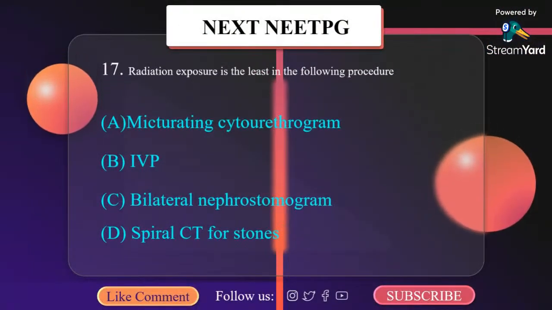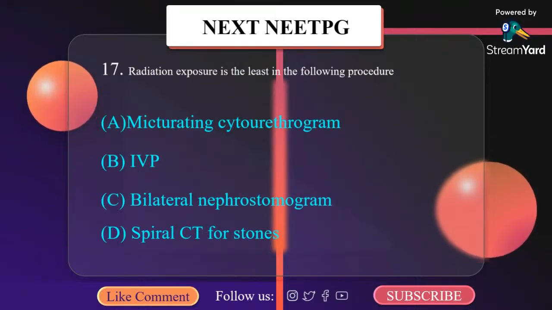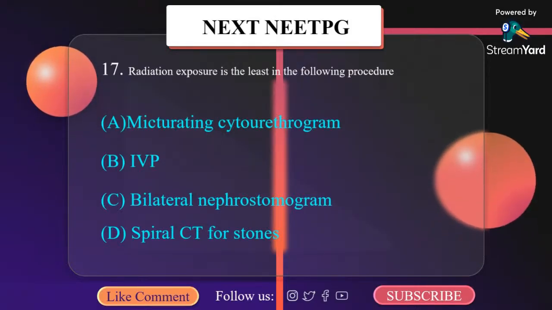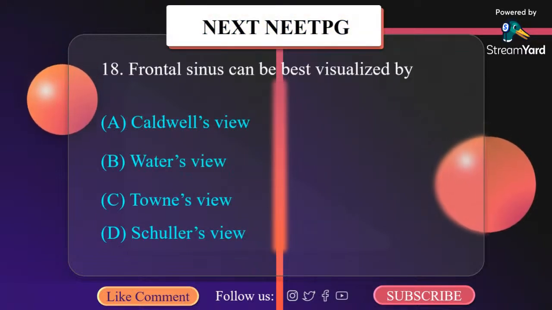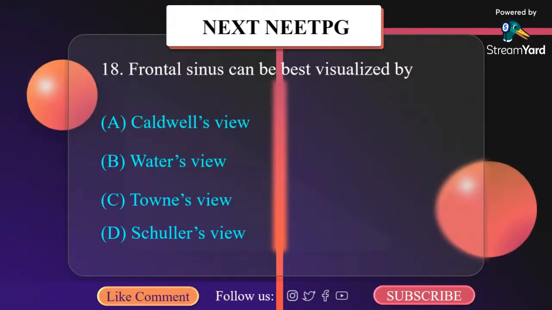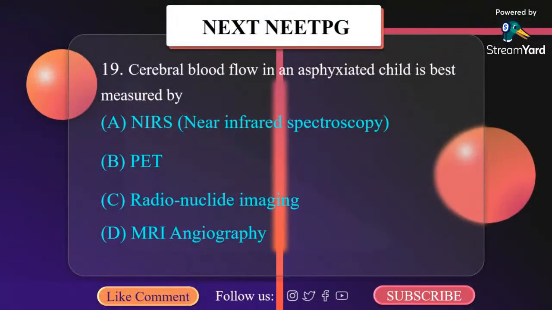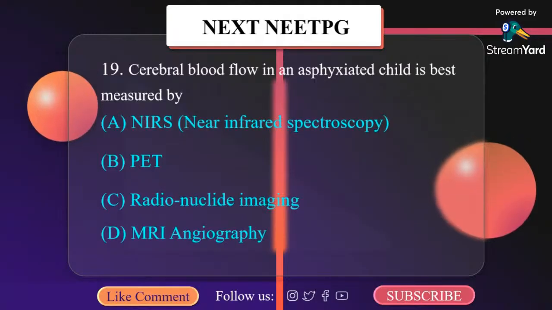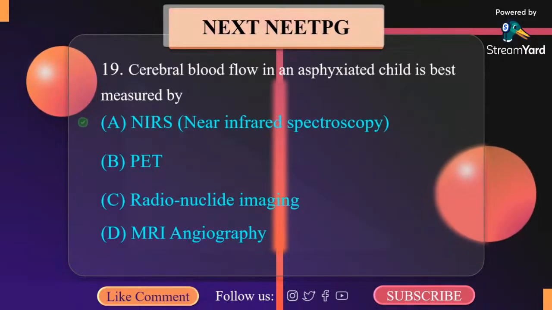Radiation exposure is less in the following procedure: A. Micturating cystourethrogram, B. IVP, bilateral nephrostogram. It is micturating cystourethrogram. Frontal sinus can be best visualized by Caldwell's view, Waters view, Towne's view, Schuller's view. It is Caldwell's view. Cerebral blood flow in an asphyxiated child is best measured by NIRS, PET, radionuclide imaging, MRI angiography. It is NIRS.